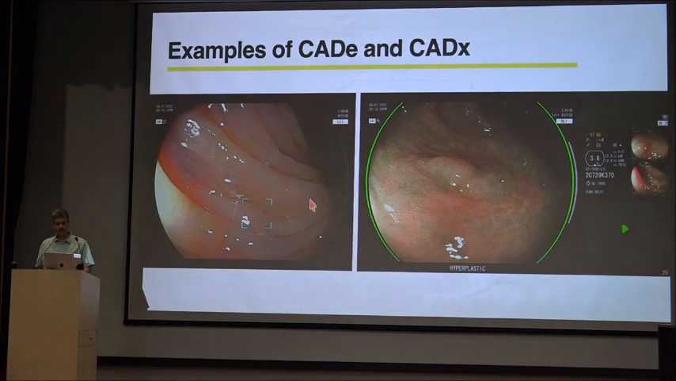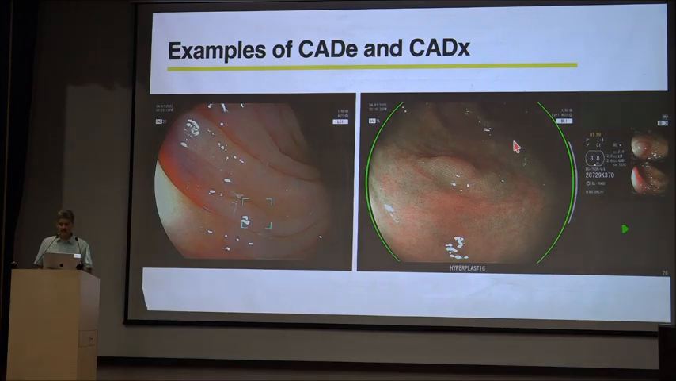So these are two images from our department. I'm doing a colonoscopy here, and the CAD-E has placed a blue box over a subtle polyp that it has picked up. So the system has detected a subtle abnormality. You can see my cursor, and this is a small polyp.